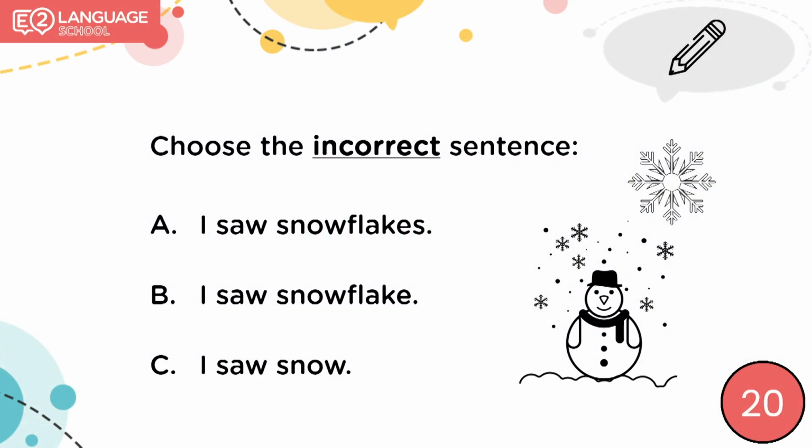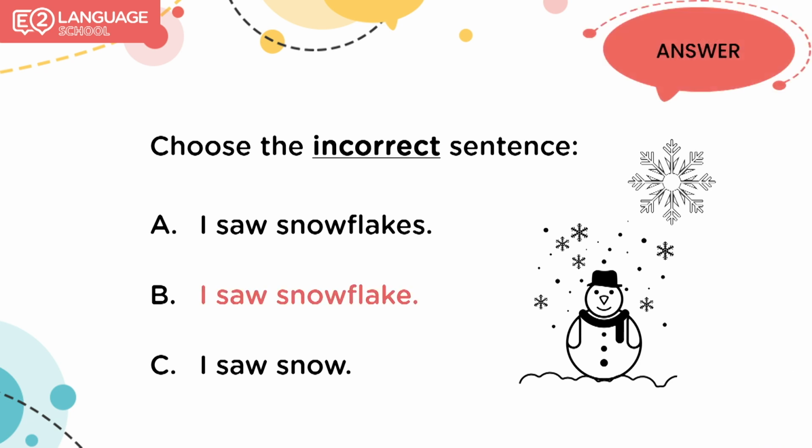Okay, this is the first activity. You need to choose the incorrect sentence. I saw snowflakes, I saw snowflake, I saw snow. You've got 20 seconds. Okay, here's the answer. The incorrect sentence is B, I saw snowflake. Now, why is it incorrect? Well, that's because snowflake is a singular noun.